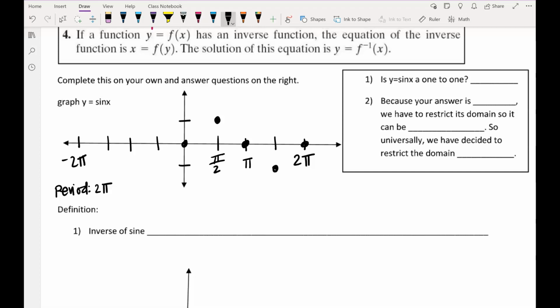Perfect. And then would you guys all agree that it's just going to repeat on the left side? Yep, follow the pattern, make your dot. Round out the min and max, put arrows on the ends. We are stopping at 2 periods, but that does not mean that this function stops at 2 periods.